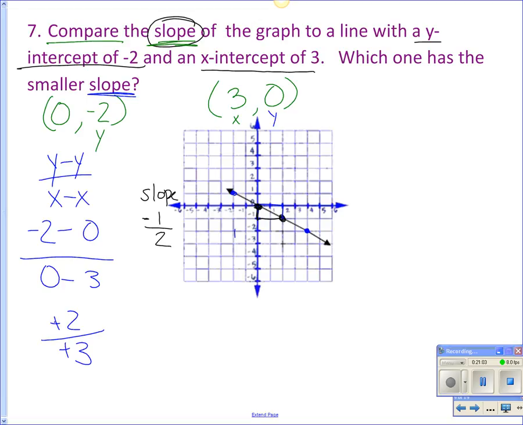Okay, we're almost done. We just have to read the question. Which one has the smaller slope? Negative 1/2 or positive 2/3? Which one's smaller? A negative is always smaller than a positive. So this is the final answer, negative 1/2.